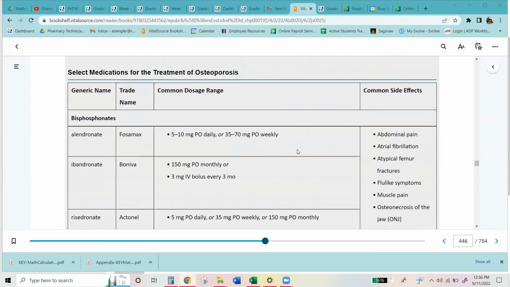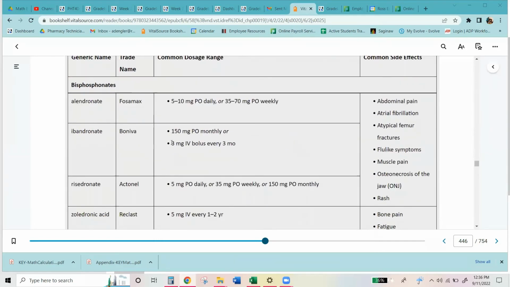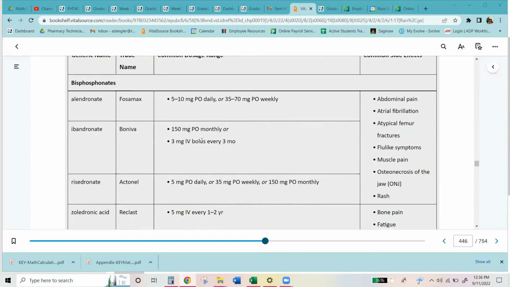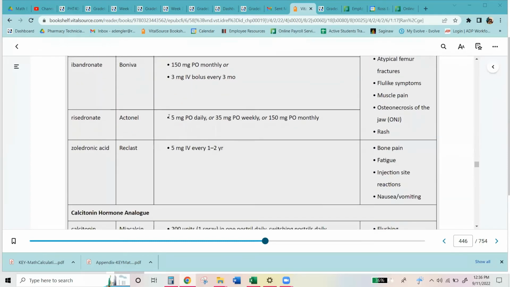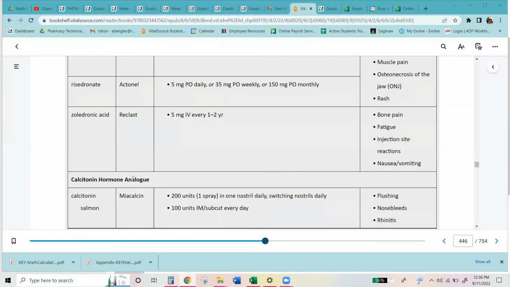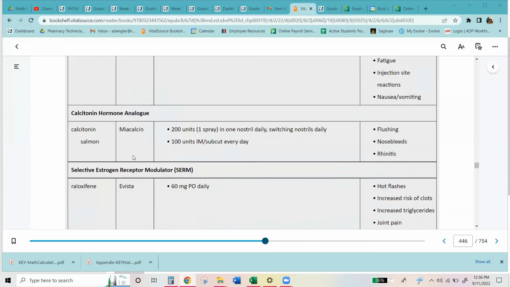And for the treatment of osteoporosis, we have bisphosphonates. Some of them are taken daily, but weekly is usually the most common. Boniva, you can take monthly. Actonel, same, weekly or monthly. Reclast is an IV that's given every 1 to 2 years. There is a calcitonin, which is a spray, and also available IM and subcutaneously.